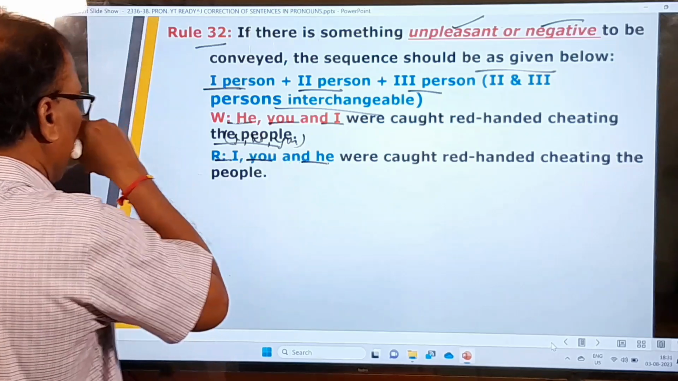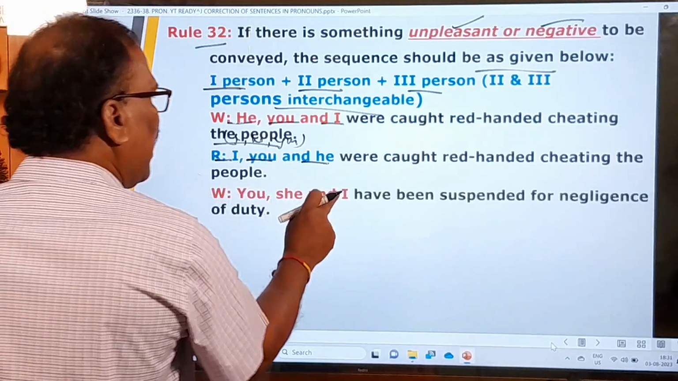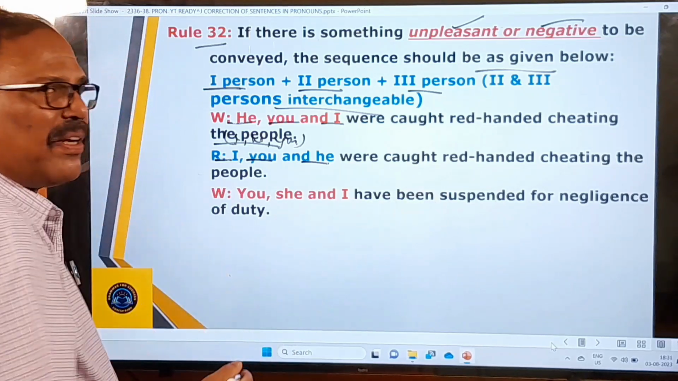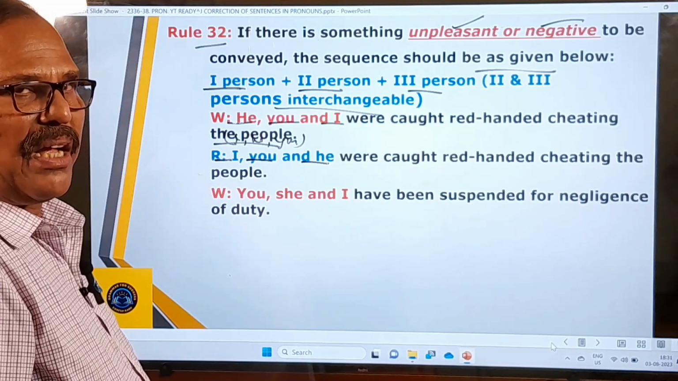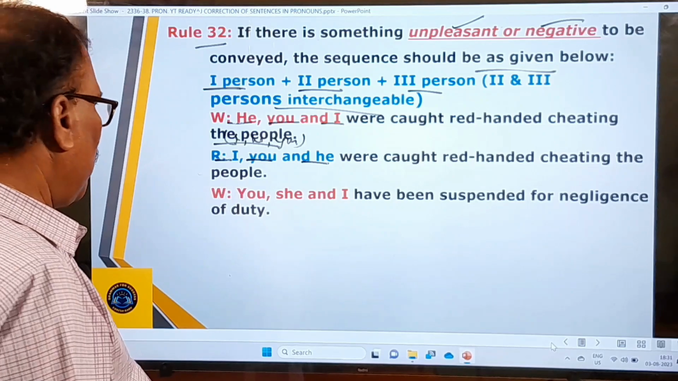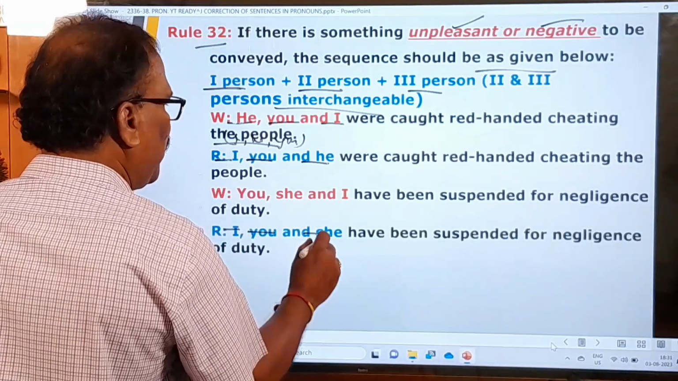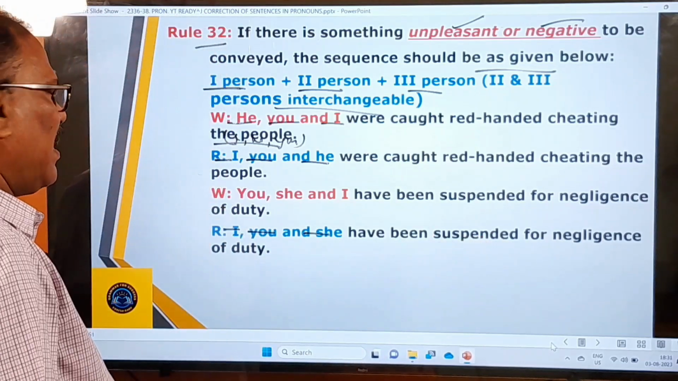But here I have mentioned caught it. And you see, you, she, and I have been suspended for negligence of duty. So suspended for negligence of duty means it's bad, unpleasant news or negative news. And what should be the right one here? I, you, and she have been suspended for negligence of duty.